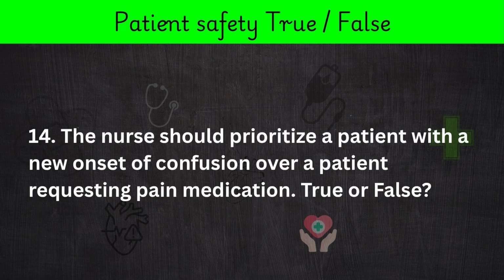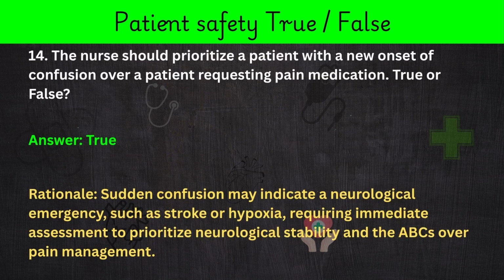14. The nurse should prioritize a patient with a new onset of confusion over a patient requesting pain medication. True or false? Answer: true. Rationale: Sudden confusion may indicate a neurological emergency, such as stroke or hypoxia, requiring immediate assessment to prioritize neurological stability and the ABCs over pain management.